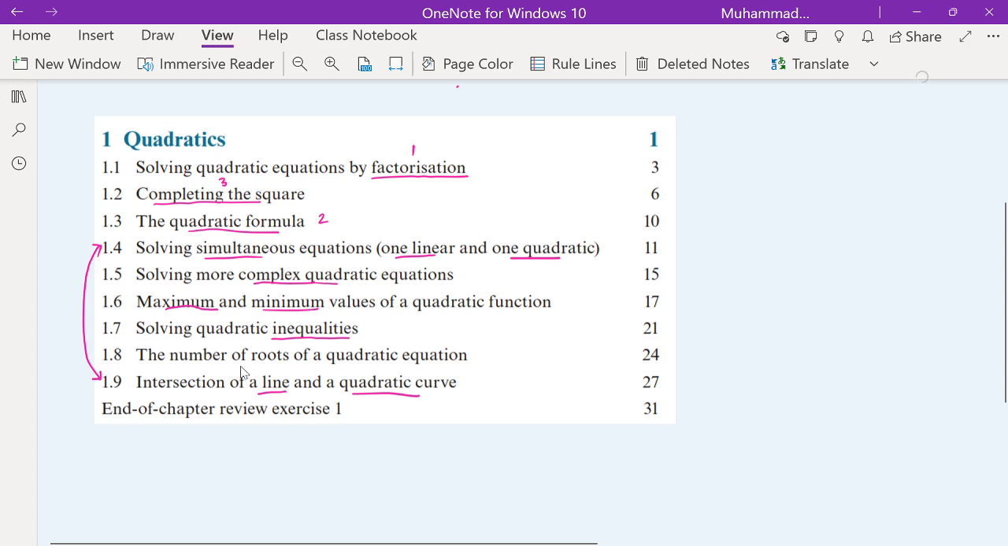And finally, the number of roots of a quadratic equation. If you want to find out the number of roots of any quadratic beforehand without solving them, you can get that through the discriminant. So we work out the discriminant in this case. So these are your topics in the chapter.